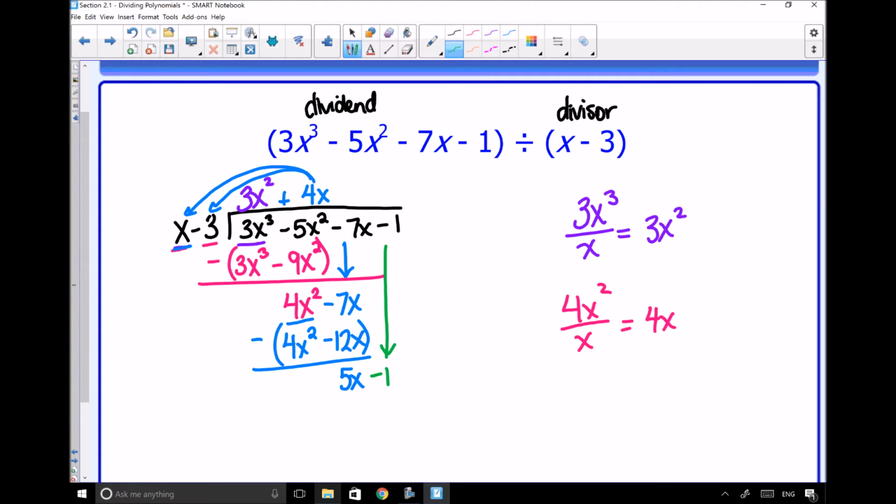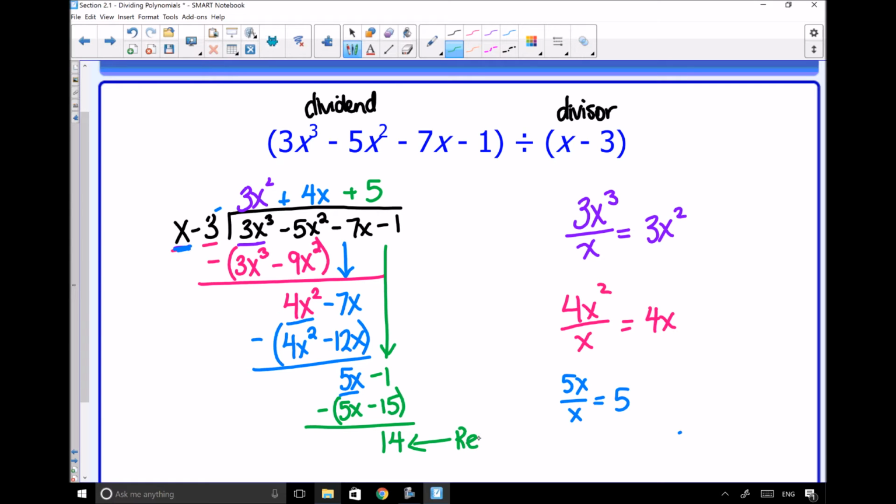And lastly, I'm going to see, well, how many times does x go into this 5x? So 5x divided by x should just give me 5. So I know right here that this should be plus 5. So then 5 times x is 5x, okay? And same thing, I'm going to multiply this 5 through to everybody. 5 times negative 3 is negative 15. When I subtract this, the 5x's cancel, and then I end up getting negative 1 minus negative 15, which is positive 14. This right here is called my remainder.